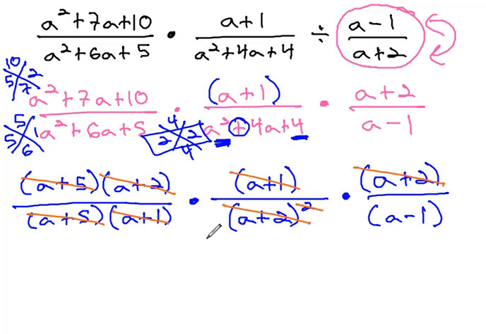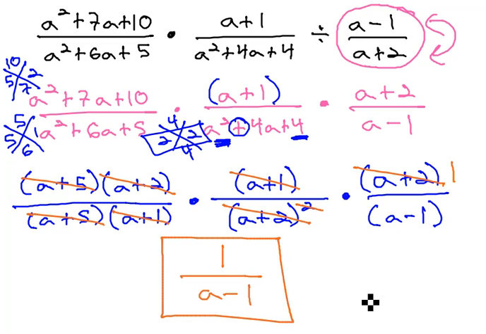However, it would be incorrect to say the answer is a minus 1. Notice the a minus 1 is in the denominator. It needs to still be in the denominator in our final solution, which means something must go on top. Recall, if everything divides out, there is still a 1 in the numerator. We get 1 over a minus 1 for our final solution.